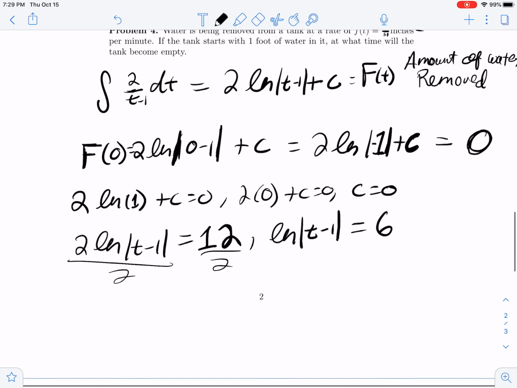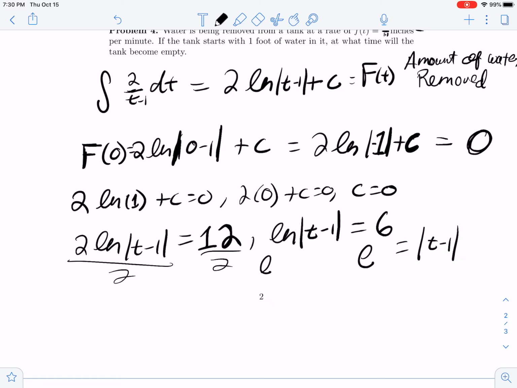All right, and then what do we do now? Well, if I e both sides, I actually get the right answer. So I go e. So e and ln always cancel. So it's the absolute value of t minus 1 equals e to the 6. If you remember absolute value problems, we actually get 2 answers. We're going to get t minus 1 equals e to the 6th. And we're also going to get t minus 1 equals negative e to the 6th, right?